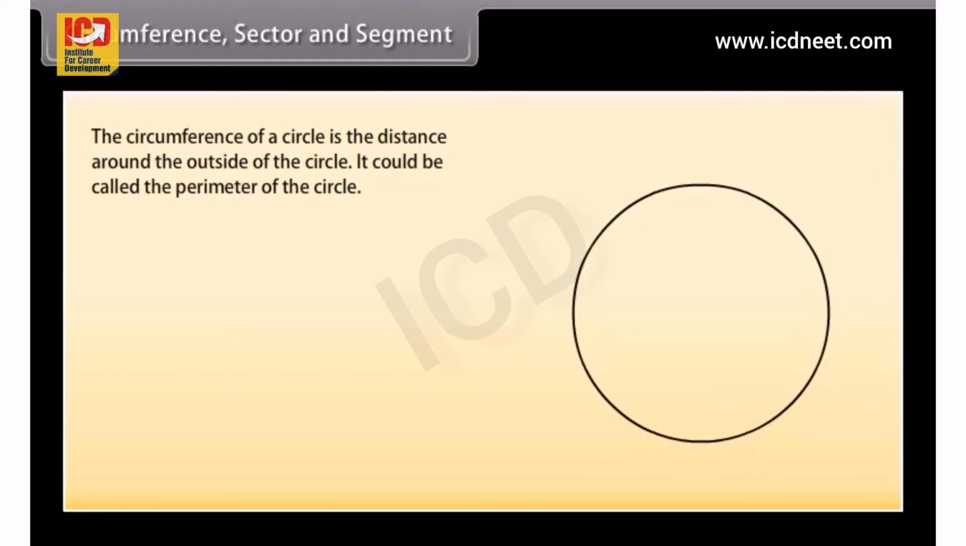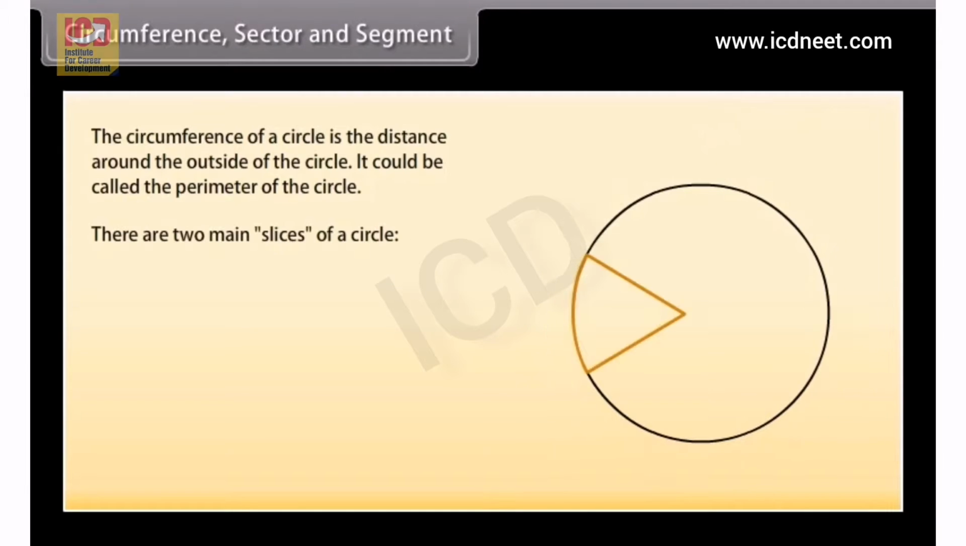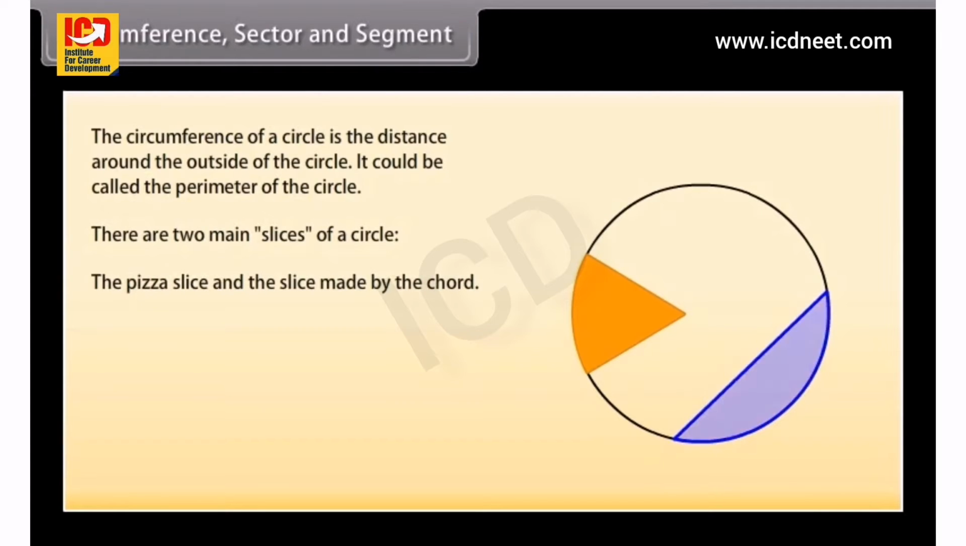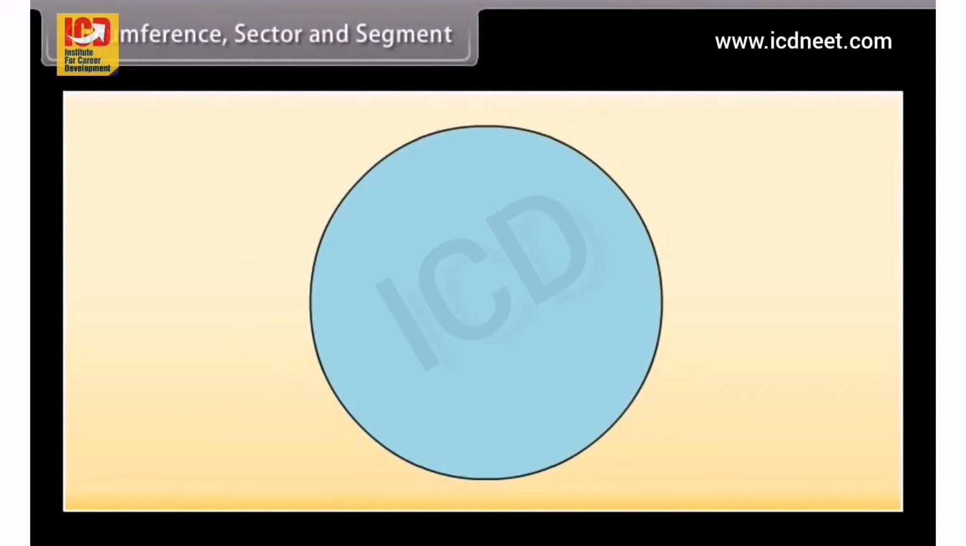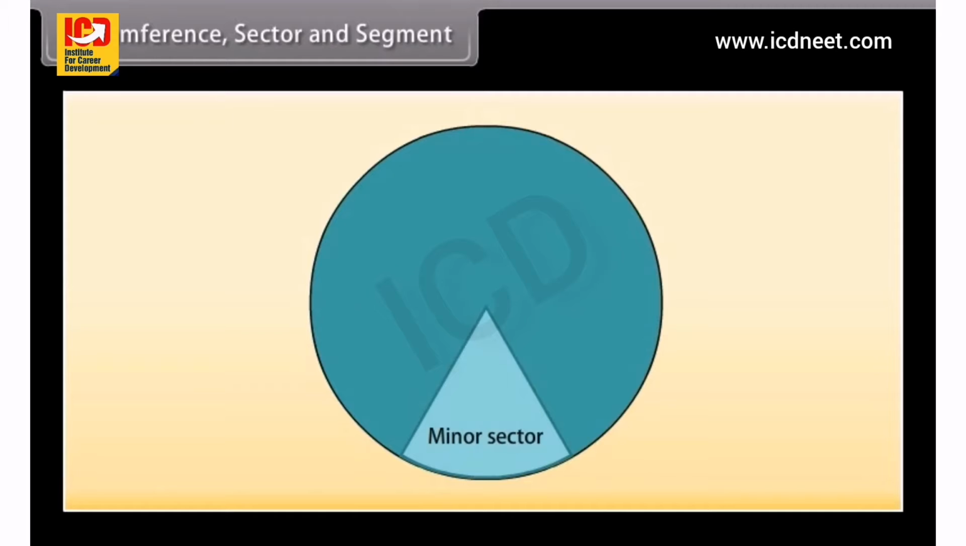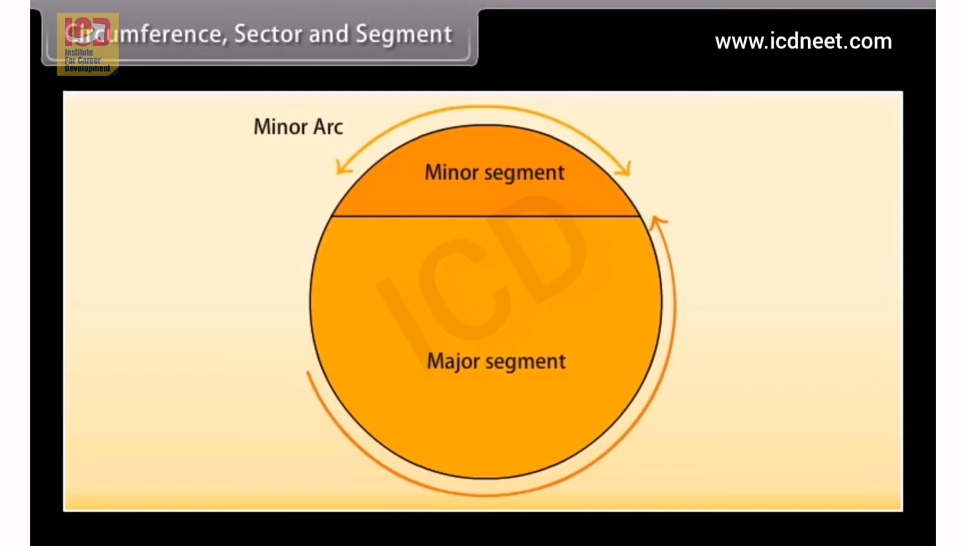Circumference, sector, and segment. The circumference of a circle is the distance around the outside of the circle. It could be called the perimeter of the circle. There are two main slices of a circle: the pizza slice and the slice made by the chord. The pizza slice is called a sector, and the slice made by a chord is called a segment. There are two types of sectors: the minor sector and the major sector. Like sectors, there are two types of segments: the minor segment and the major segment.